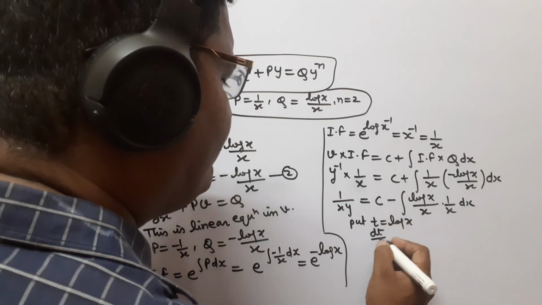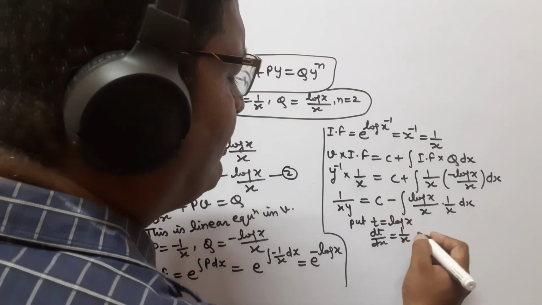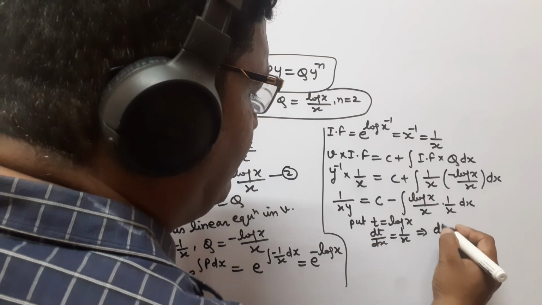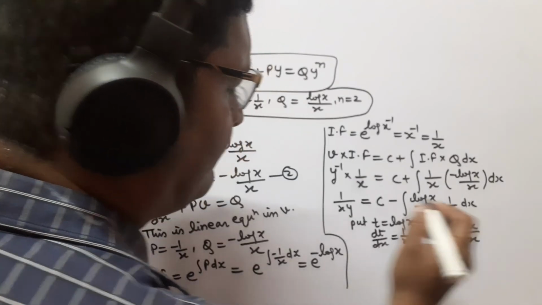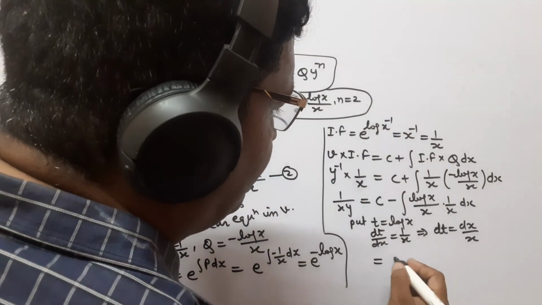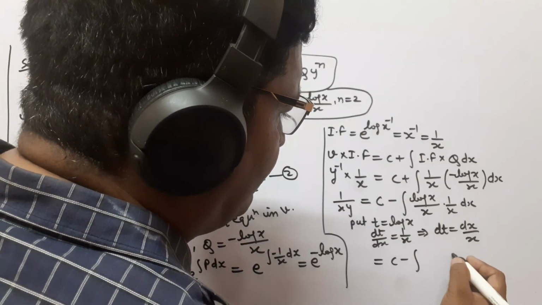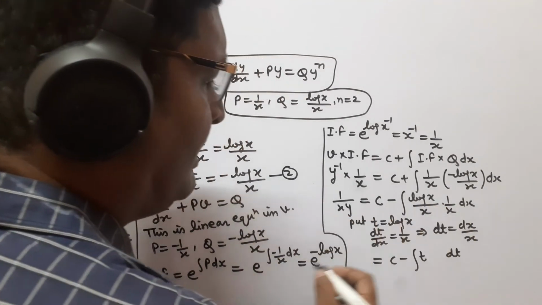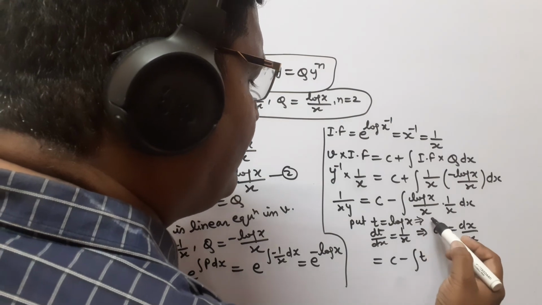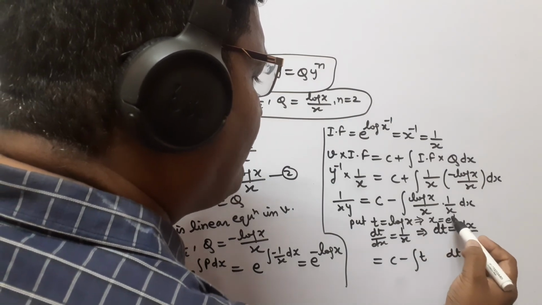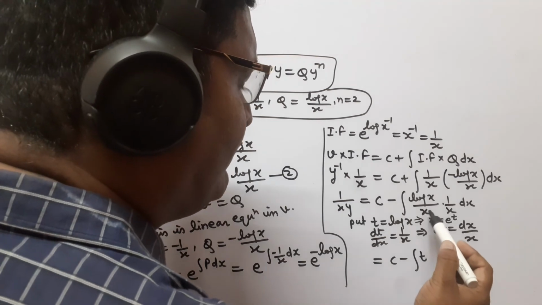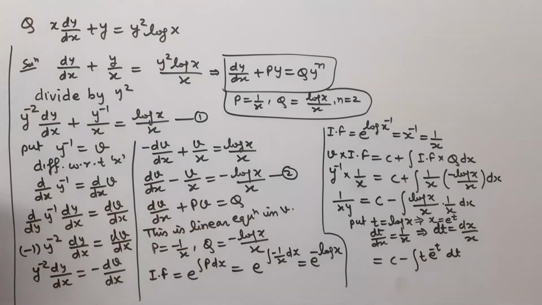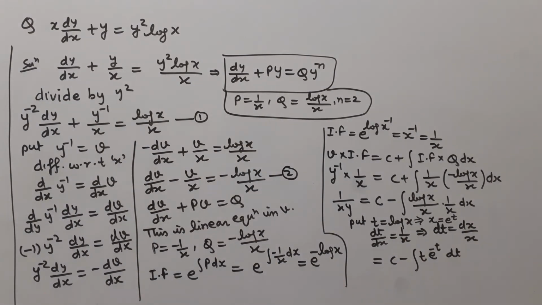Now for integration of this, we put t is equal to log x. Now differentiate this with respect to x, so dt upon dx is equal to 1 upon x. So from here we write dt is equal to dx upon x. We can see here c minus this dx upon x is equal to dt, and log x is equal to t, and from here we can see that x can be written as e to the power t. So in place of x we put e to the power t, and when it goes to the numerator it will be e to the power minus t.